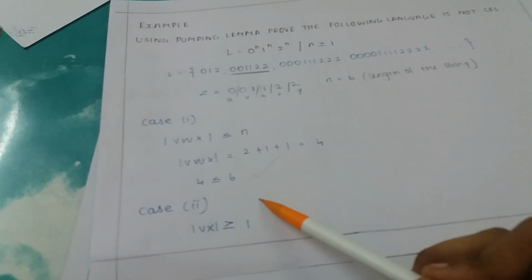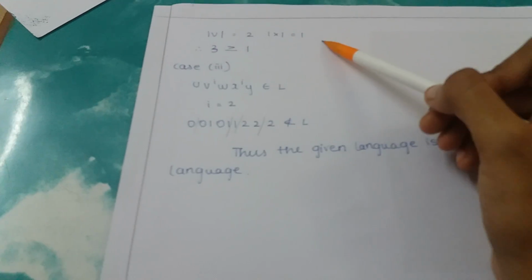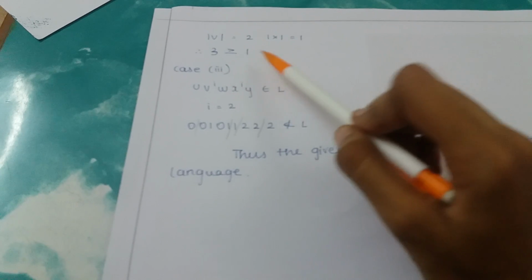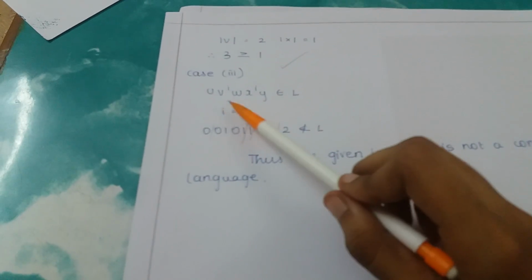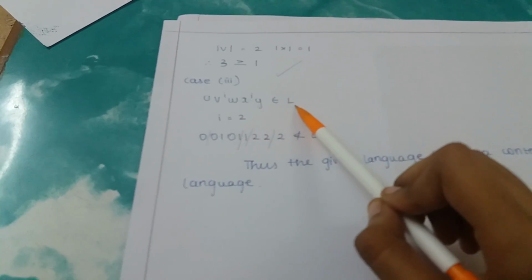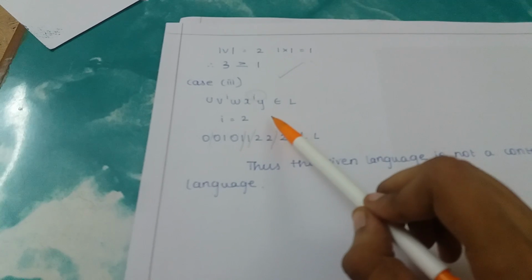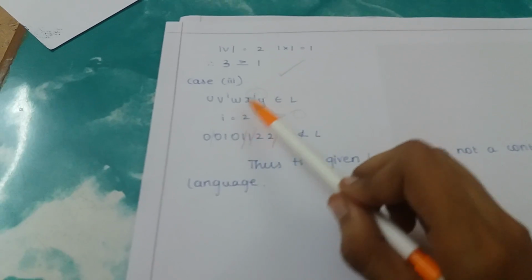And next comes case 2. The length of vx should be greater than or equal to 1, and the length of v is 2 and the length of x is 1. So therefore 3 is greater than 1, and this condition is also satisfied. Next comes the third condition: u v^i w x^i y should belong to this language. This i value can be any value, and as per the definition it must be greater than or equal to 0, and I am going to take this i value as 2.